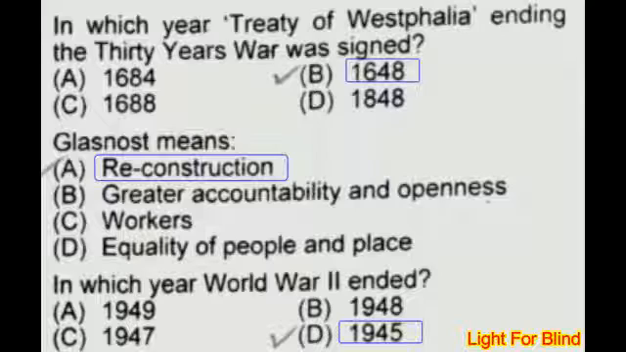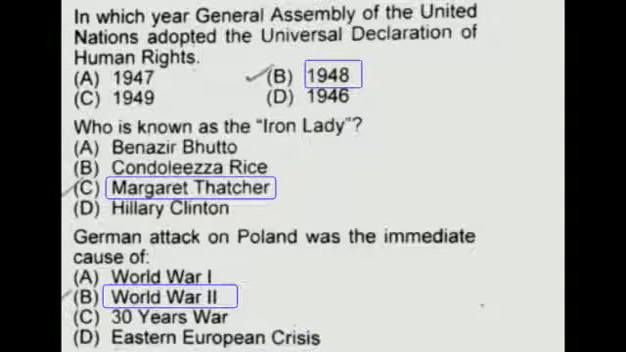Number 63. In which year World War II ended? Answer is 1945. Number 64. In which year General Assembly of the United Nations adopted the Universal Declaration of Human Rights? Answer is 1948. Number 65. Who is known as the Iron Lady? Answer is Margaret Thatcher.